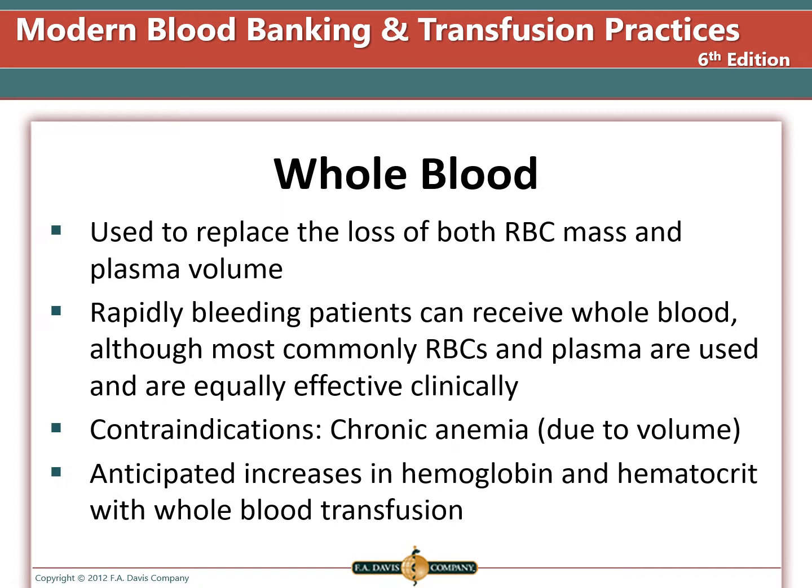Contraindications for whole blood include chronic anemia, where the person has a low red cell volume but has a normal blood volume. If a patient is normovolemic and receives whole blood, they can have volume overload, which can strain the heart. If a person receives a unit of whole blood, their hemoglobin should increase 1 gram per deciliter, or their hematocrit should increase 3%.